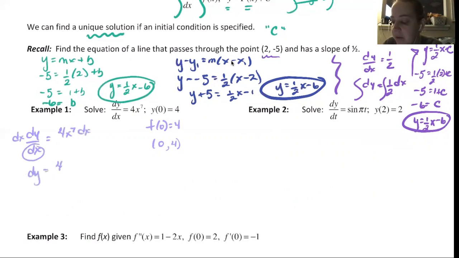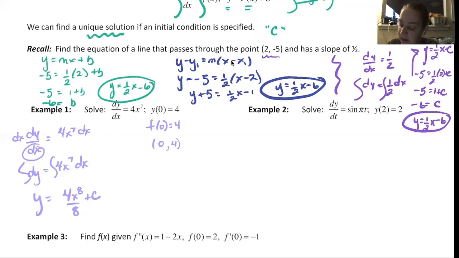dy is equal to 4x to the 7th dx. When I say separate the variables, you want all y values on one side and all x values on the other. You want to separate that differential, and get them on separate parts. So if we integrate both sides, y is equal to 4x to the 8th over 8 plus c.